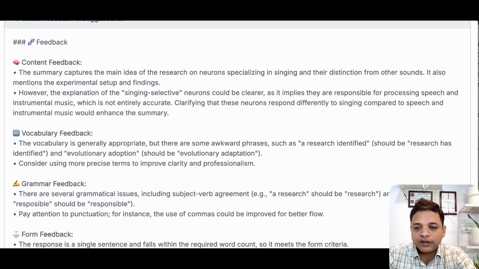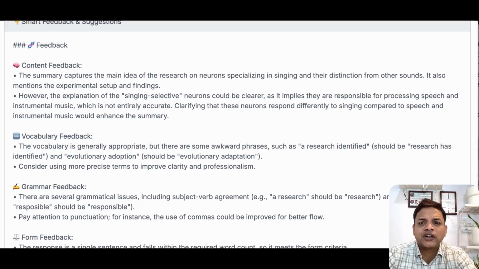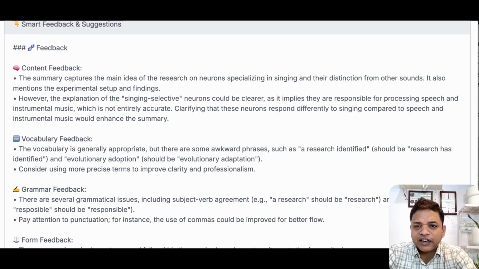Consider using more precise terms to improve the clarity and professionalism. That's what it recommends. Now, the other one, grammar feedback. There are several grammatical issues, including subject verb agreement. "A research" should be what? "Research". And spelling errors are there in the answer, "responsible" and "responsible", these things. Pay attention to punctuation. For instance, the use of commas could be improved for better flow. This is what it says. Look at this. This is the kind of feedback you're getting.